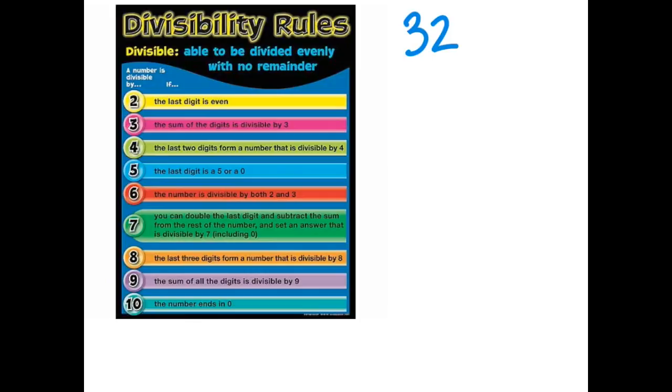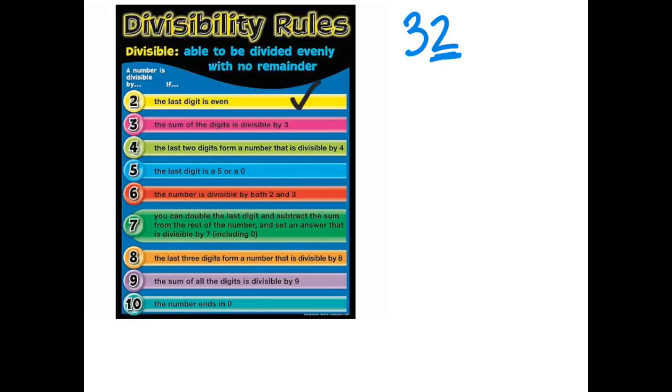So a number is divisible by 2 if the last digit is even. Well, in this example, the last digit is even. It's a 2. It's an even number. So I know that 32 can be divided by 2 evenly without any remainders.